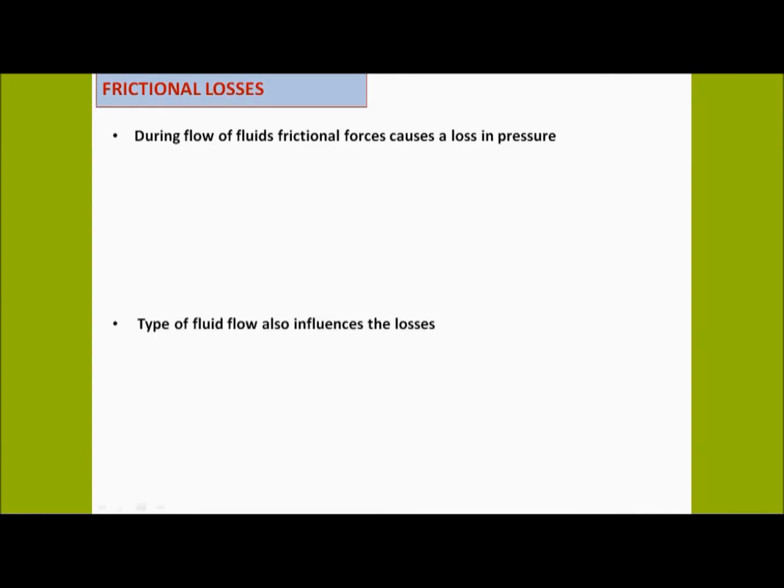So let's start with the frictional losses, how they take place. During the flow of fluid, the frictional losses cause a loss of pressure. So this friction actually causes the loss of the pressure.